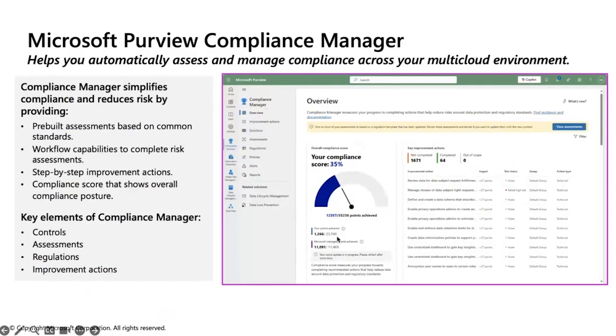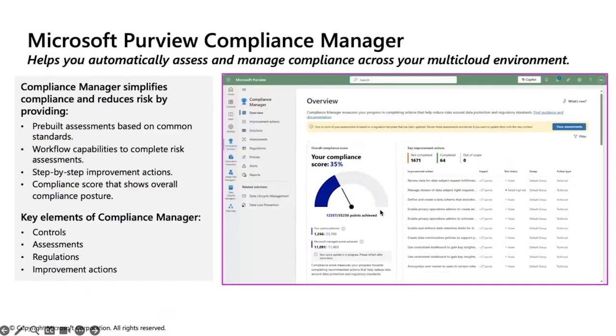But from the customer side, there are many recommendations. You can see there are 1,671 recommendations, which cumulatively present 23,769 points. Out of this, the current tenant has completed only 1,266 points. It means there is a lot of room for improvement, a lot of activities we can implement to move toward a higher compliance score.